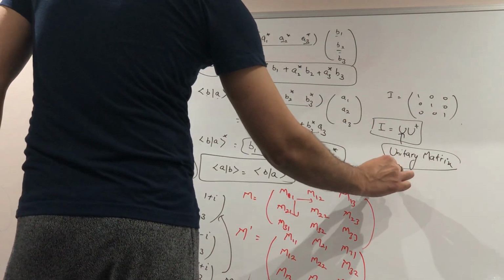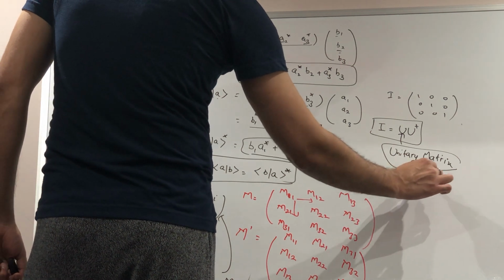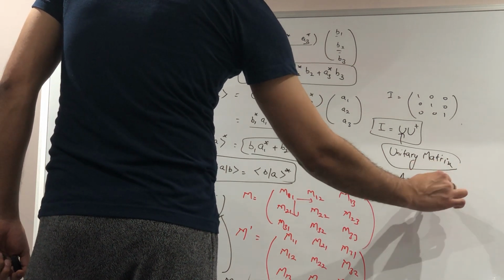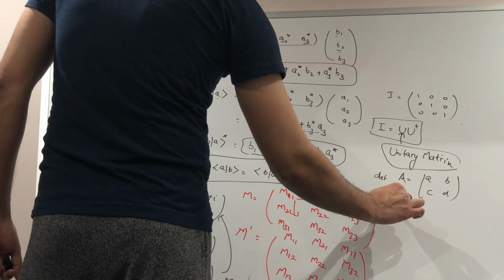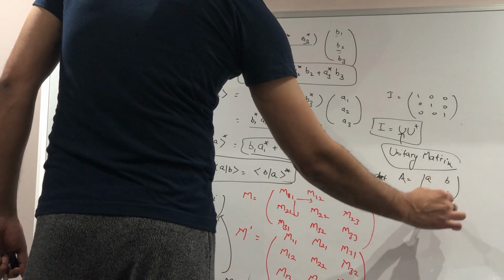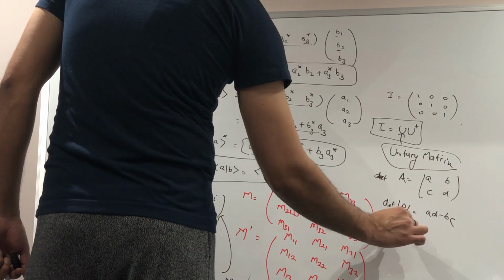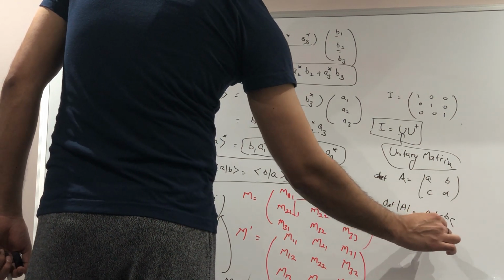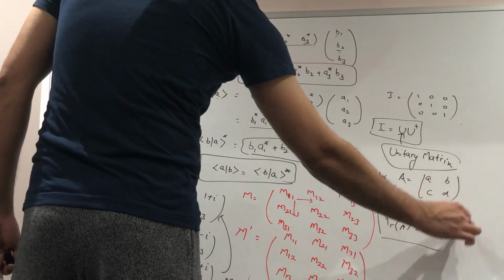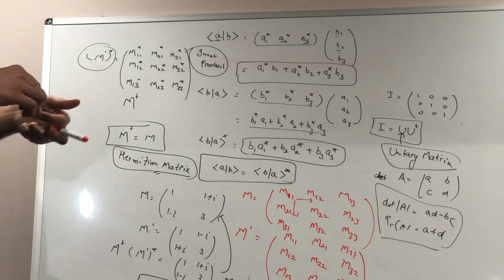Similarly, you can find the determinant of any matrix. For example, there is a matrix A with elements A, B, C, D. The determinant of A you can find by using AD minus BC. The trace of A will be A plus D. So these are a few mathematical calculations which we will be using further.